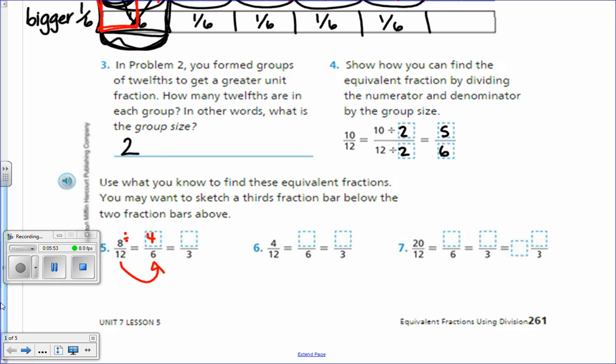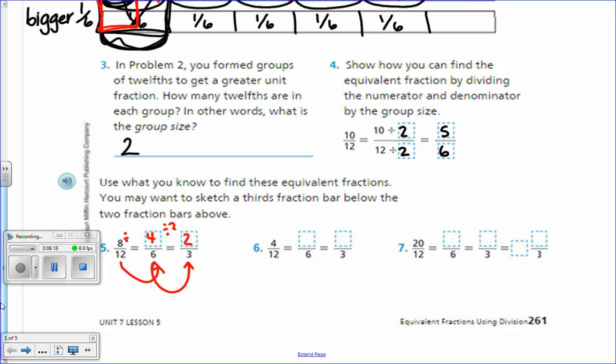4. How do you think I got from 6 to 3? Because the number's going from a 6 to a 3. That's getting smaller. So I divided by 2. Whatever I do to the bottom, I need to do to the top. Divide by 2. So 8/12 equals 4/6, which equals 2/3.